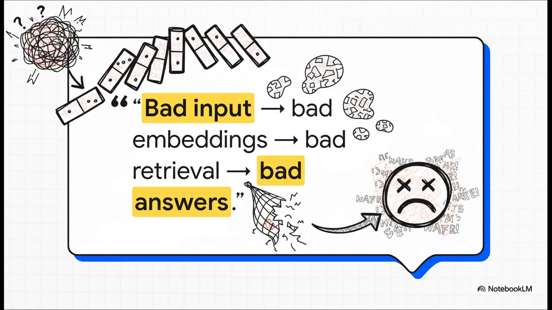And this right here, this slide gets right to the heart of it. This simple chain reaction is the absolute, fundamental truth for any RAG system out there. You have to think of it like a set of dominoes. If your initial input, your document, is messy and confusing, then the embeddings, those numerical representations of your text, are going to be weak. And weak embeddings? They lead to bad retrieval. And of course, when your AI gets handed garbage source material, it's going to give you garbage answers. It really is that simple.